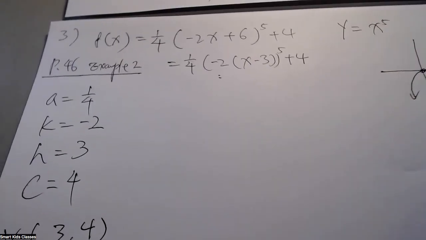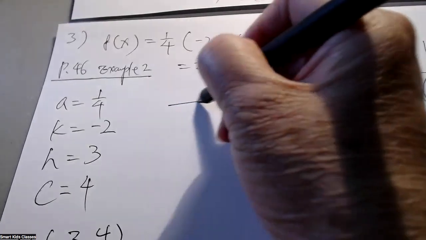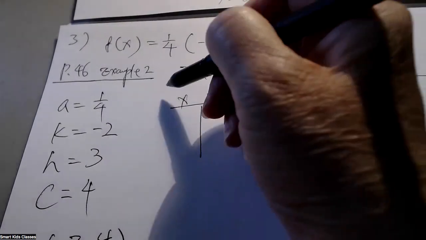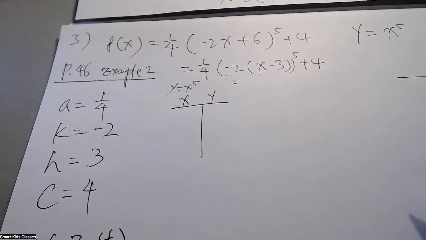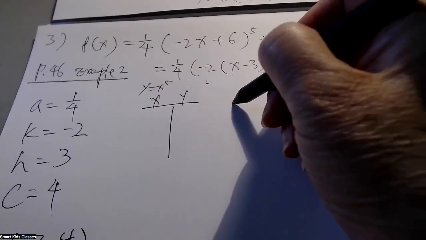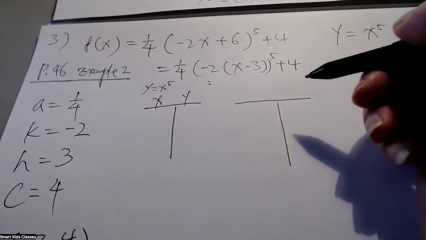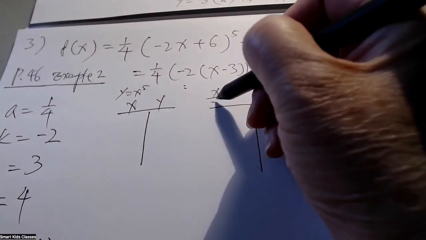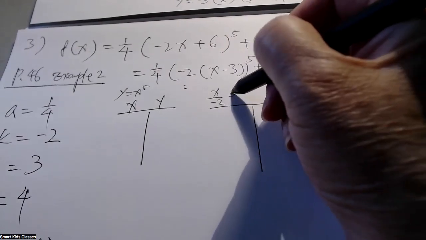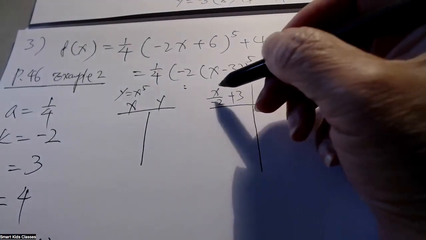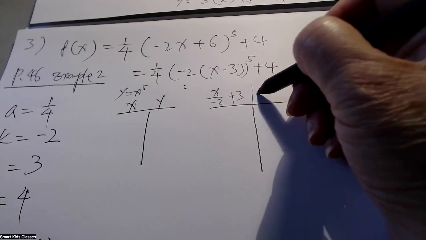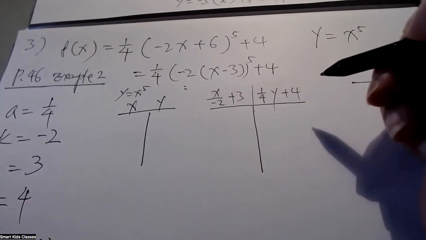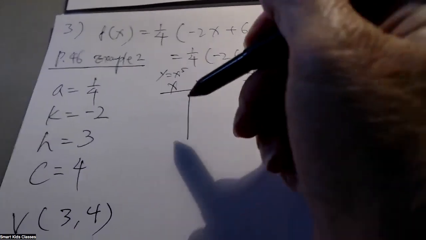Now we're going to do the table. x and y for the parent one, y equals x exponent 5. I write small numbers here. Now, how about the transformation? Negative 2, so x over k: x divided by negative 2, then plus 3. How about y? y is going to be 1 over 4 times y, plus 4. And that's the calculation. Now we're going to do the first points.